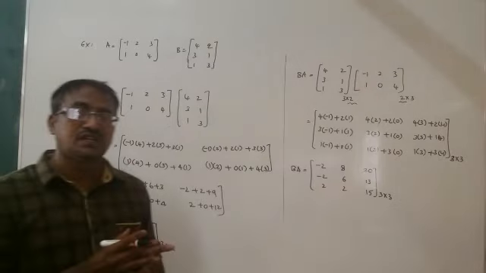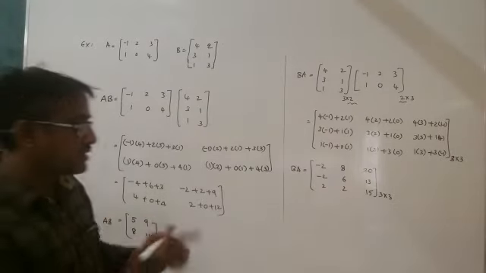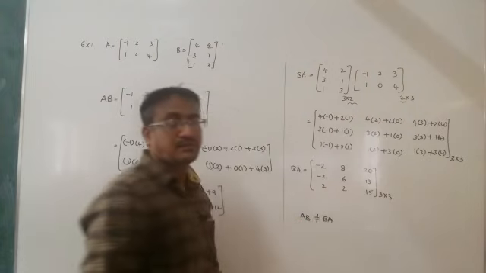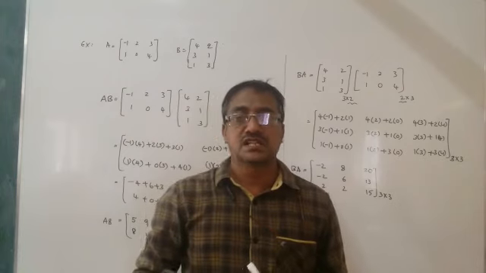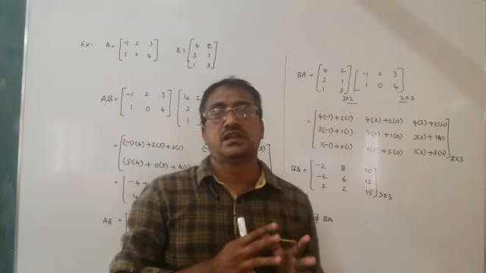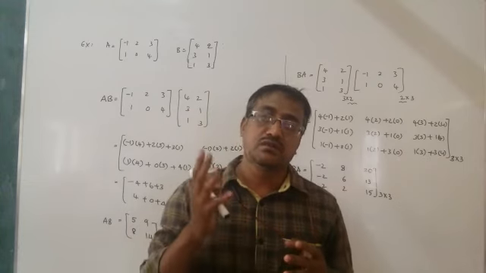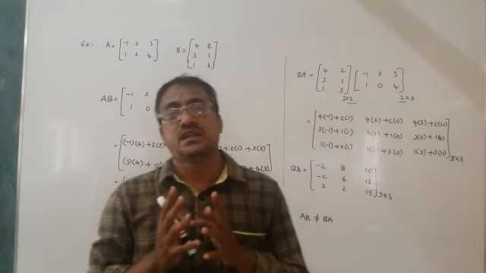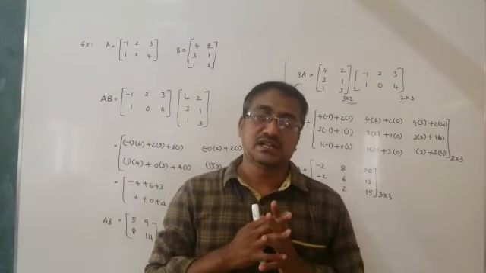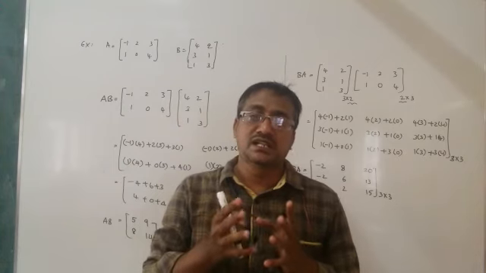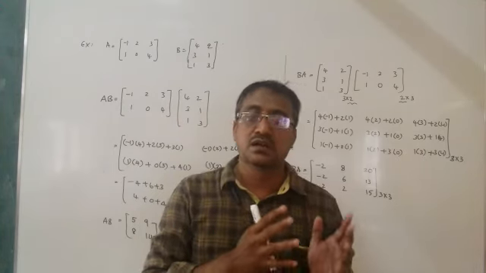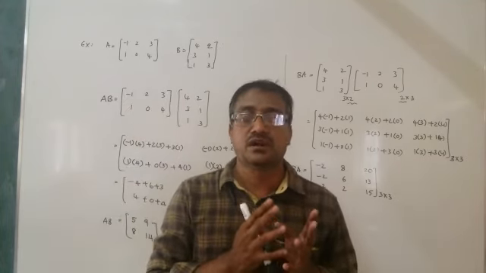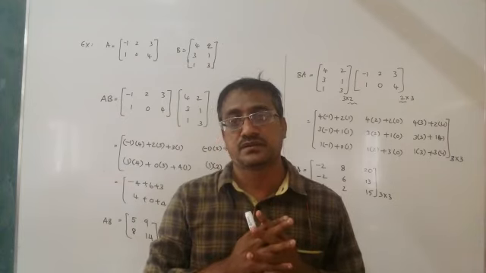Now clearly you can observe that AB is not equal to BA. But sometimes it is possible. We will discuss them later. So in general, AB is not equal to BA. But we have seen that A plus B is equal to B plus A. That is the commutative law in matrix addition. Whereas matrix addition satisfies the commutative law, matrix multiplication does not satisfy the commutative law. Very, very important concept.